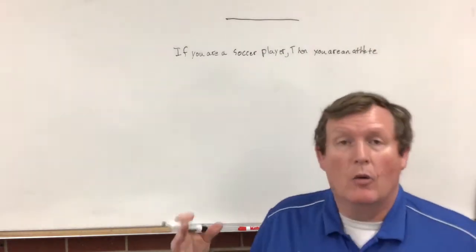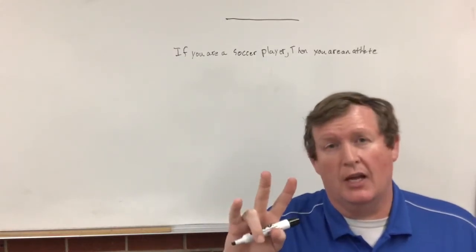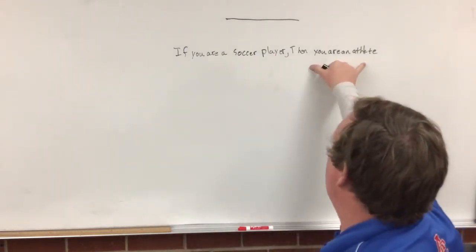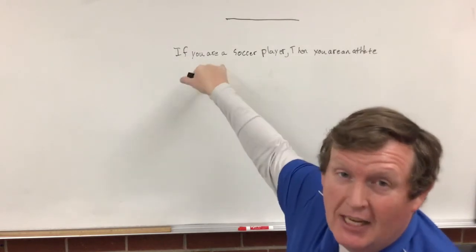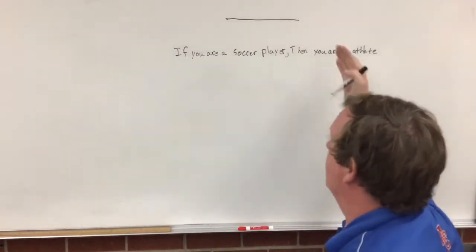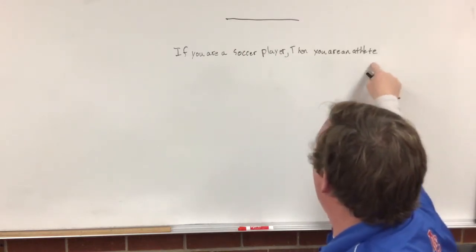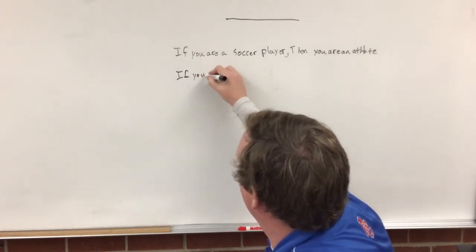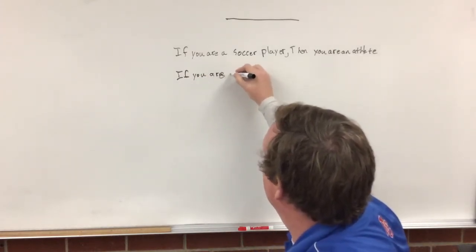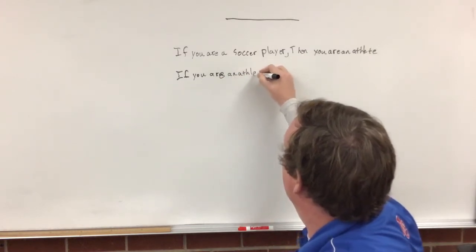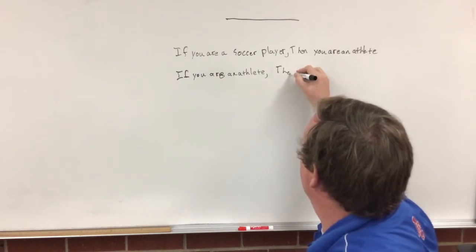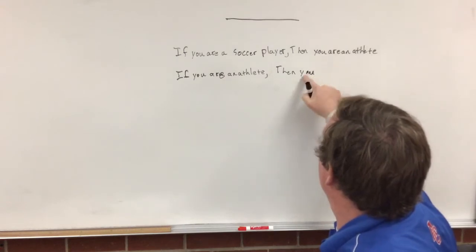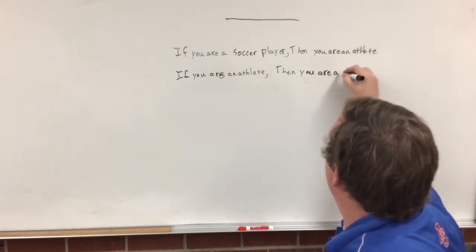Okay? Now, what they want you to do is to do this. You have to do 2 things. First, you write a Converse statement, which means you take the part that says then and you put it in the if. And you take the part that says if and you put it in the then. So on number 1, we would take you are an athlete and put that in the front. So then it would say if you are an athlete, then you are a soccer player.